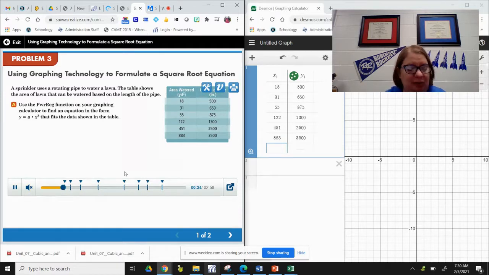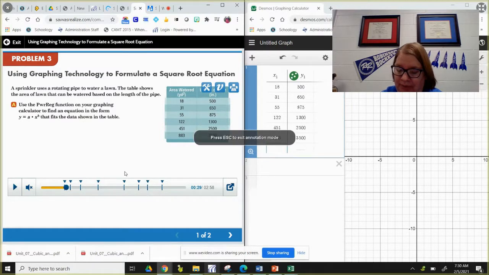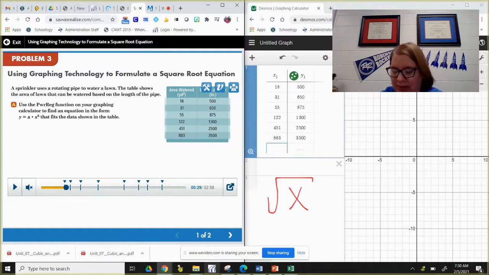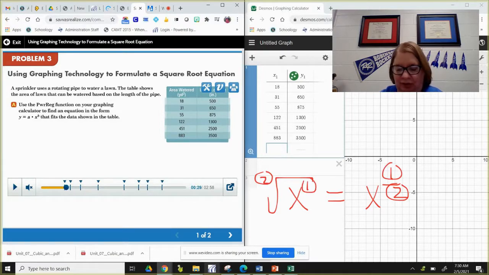Those of you that are familiar with the Inspire, you know we've done before linear regression and quadratic regression. Power regression is going to be your square root. And there's something important that you need to know when we're talking about square root functions. The square root of x means the same thing as x to the 1/2 power. This 2 comes from the root number that's understood to be a 2 because it's squared, and this 1 comes from the exponent under here that's understood to be 1.